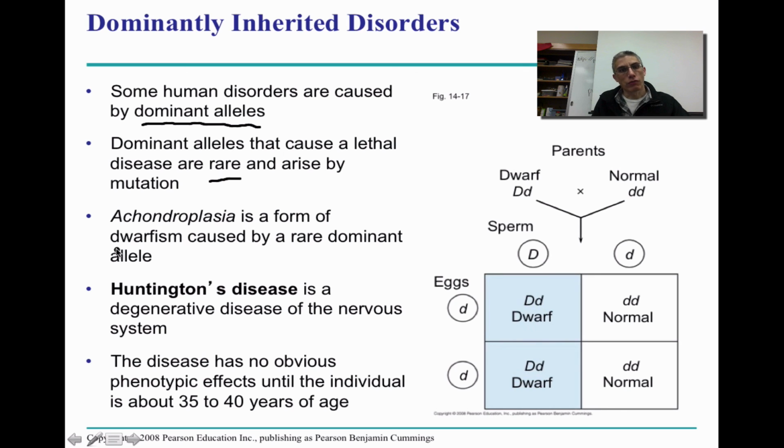Achondroplasia, a form of dwarfism, is caused by a very rare dominant allele. If you look over here on the right, this Punnett square represents what you might expect if you have one parent who is a dwarf for this particular type of dwarfism and one parent that is normal. They have achondroplasia because they have at least one dominant allele, because it's a dominantly inherited disorder. You don't have to have two, you only need one for it to be expressed.